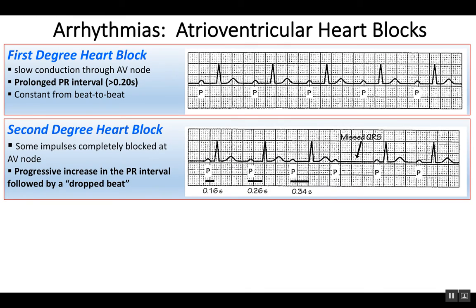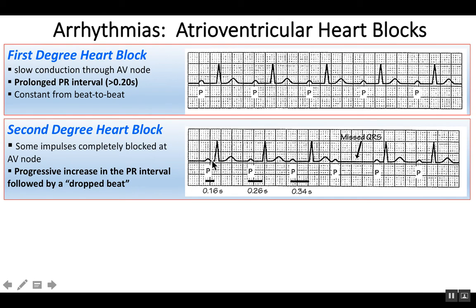A second-degree heart block is when some impulses are completely blocked at that AV node. And if you're completely blocked at that AV node, you never get to the ventricles during that cycle. Quite often you also see a progressive increase in the interval. So notice this first cycle appears fairly normal.